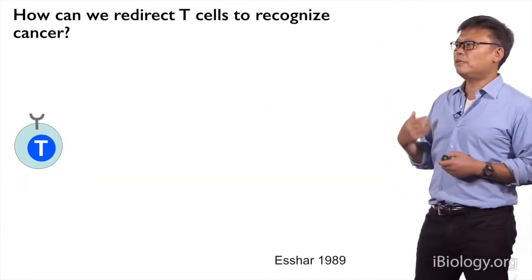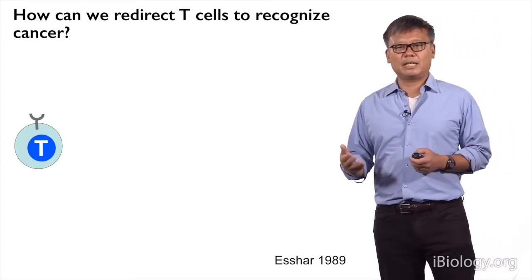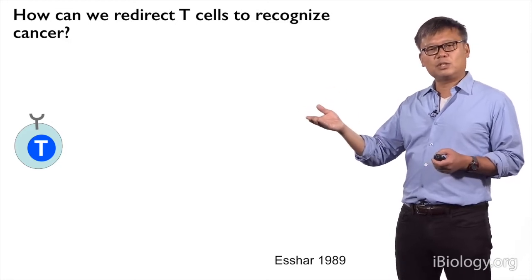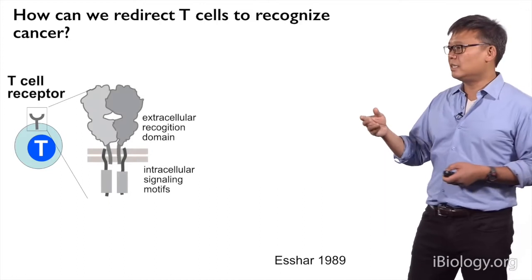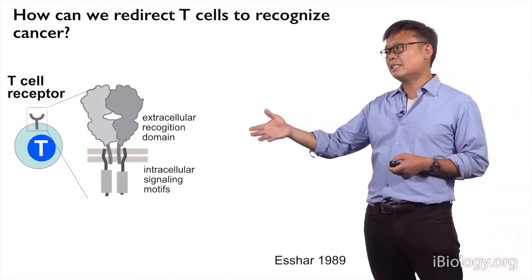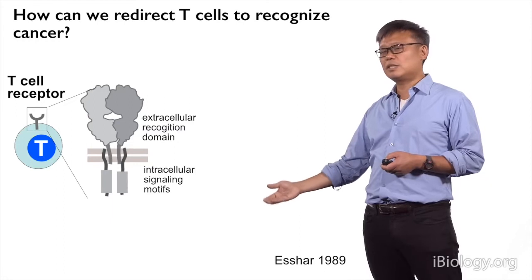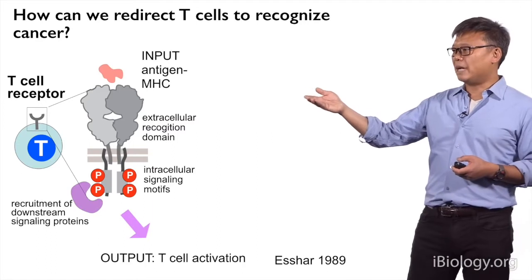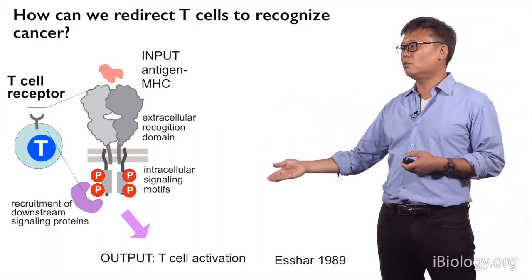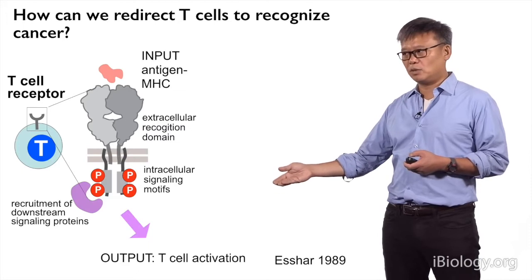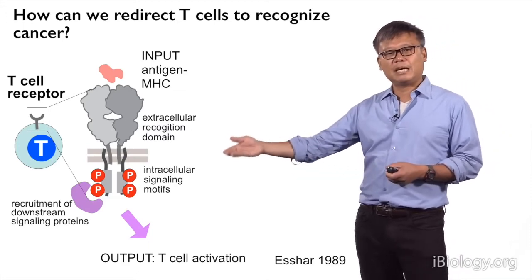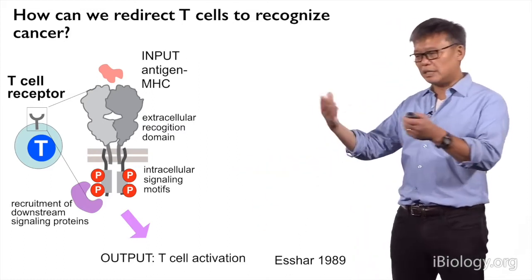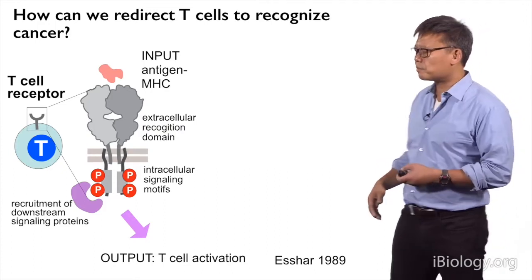Okay. So how could we, for example, redirect T cells to recognize cancer? If you look at a native T cell, the key receptor, a molecule that's used to mediate its action, is the T cell receptor. If you look closely at that, it has an extracellular domain and then key intracellular signaling motifs. And so, for example, when the cognate peptide antigen is bound by that extracellular domain, it will lead to phosphorylation of these intracellular motifs, which leads to the recruitment of various downstream signaling proteins that then, in turn, lead to the activation of that T cell and, for example, killing of the target cell.